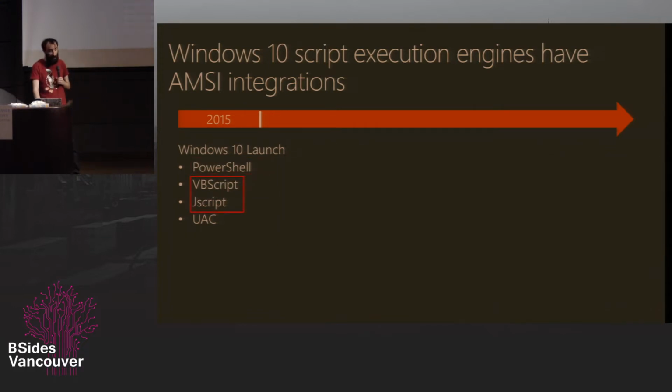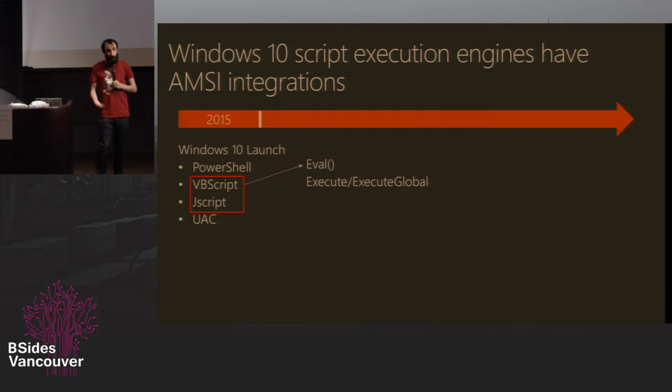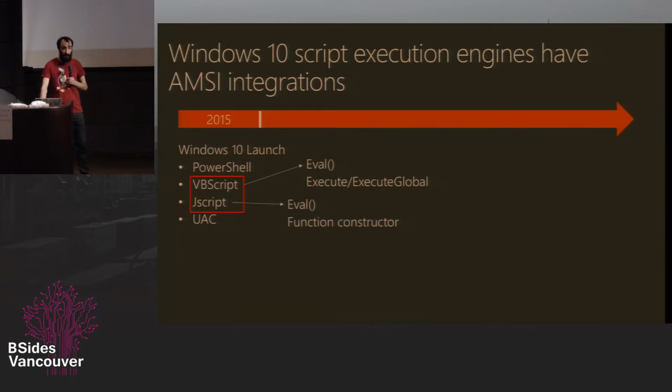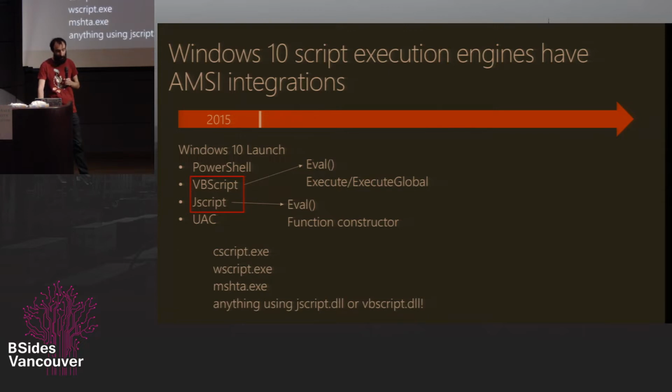There are similar integrations for VB script and JavaScript, where any dynamically loading new JavaScript code, and also prior to executing any JavaScript or Visual Basic script code, will create calls into the AV product to scan. These AMSI integrations are in cscript.exe, wscript, mshta.exe, or anything that uses javascript.dll or vbscript.dll. And the same for PowerShell, any way that PowerShell is used.